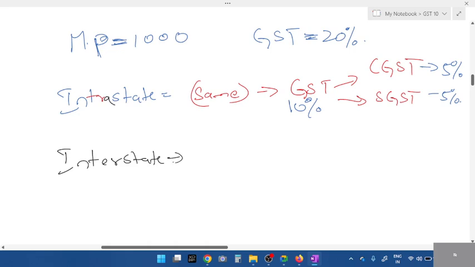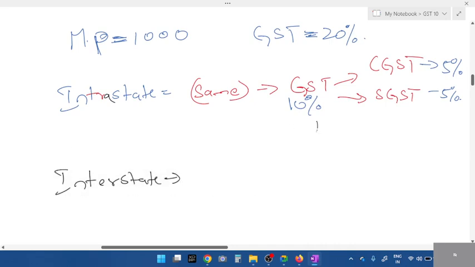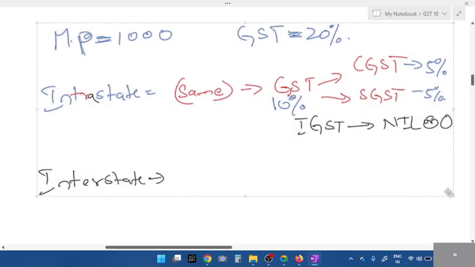Next, interstate, and one more thing, IGST. What about IGST for intrastate? Do we calculate IGST? IGST is what? Or, if you refer to some textbooks, they even give zero. So you all try to write it nil, students, nil or zero, anything.